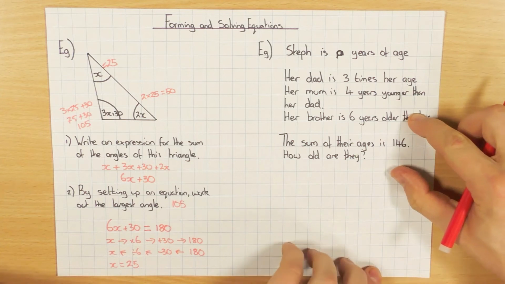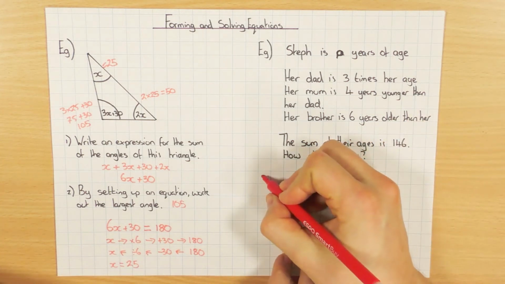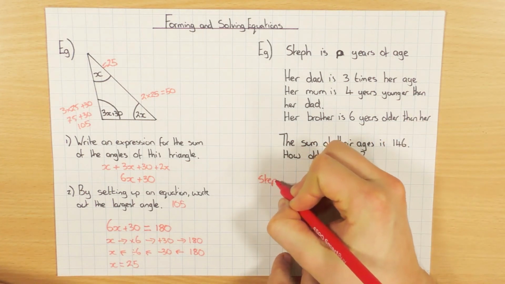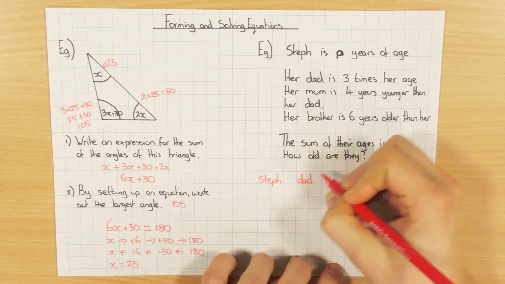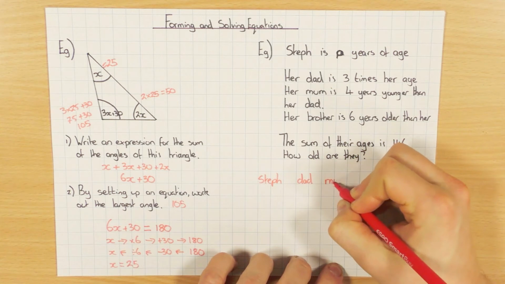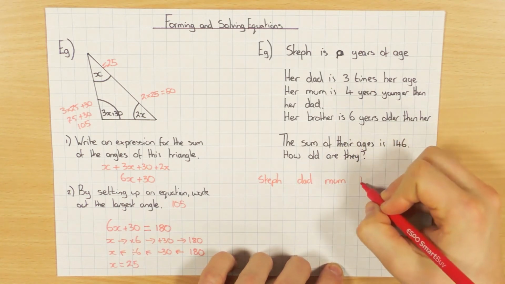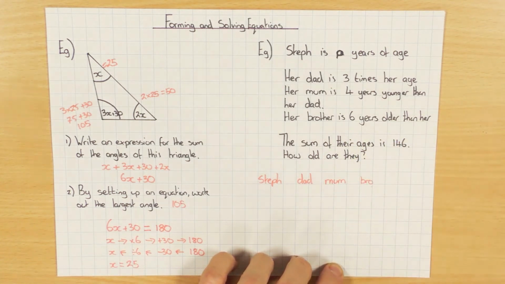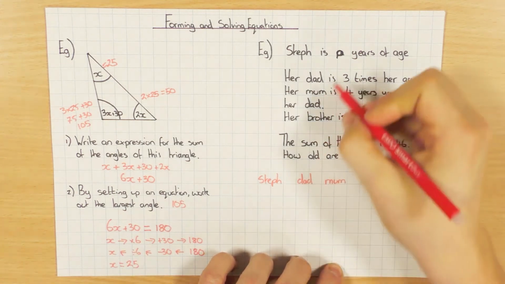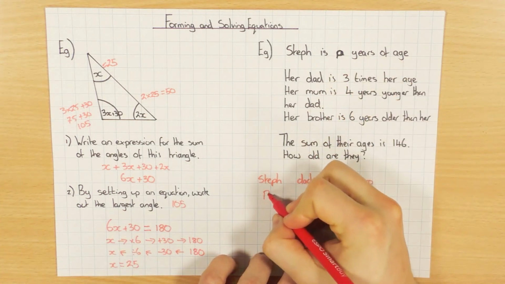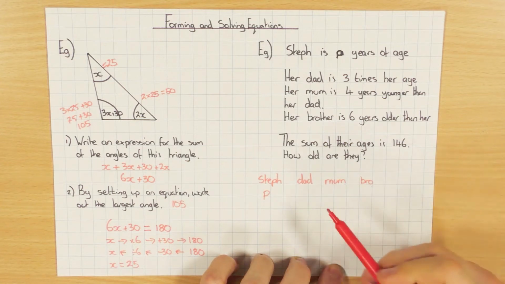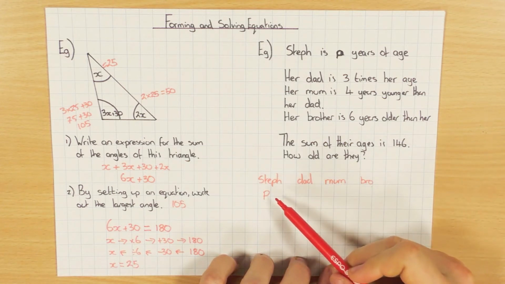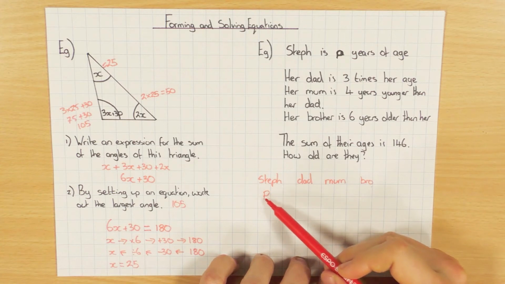So what I recommend we do is you draw a little bit of a table. So let's have Steph, let's have dad, let's have mum, and let's have her bro. Okay, her brother. Now, Steph has the age of P. Everything's based on P. So we build up our equation, or we start to form our equation based on P.